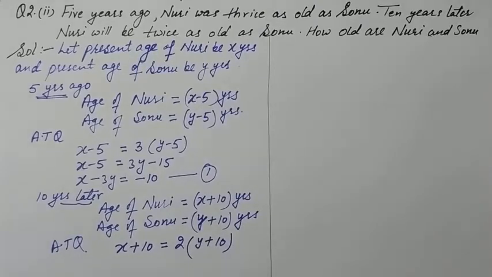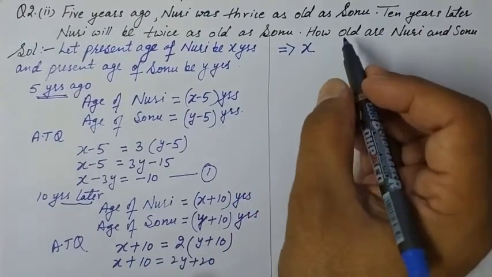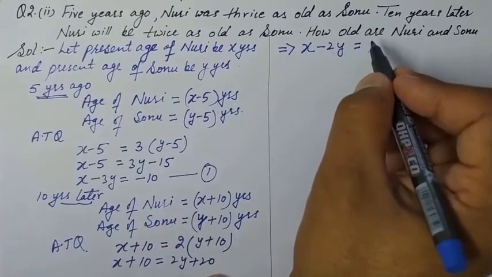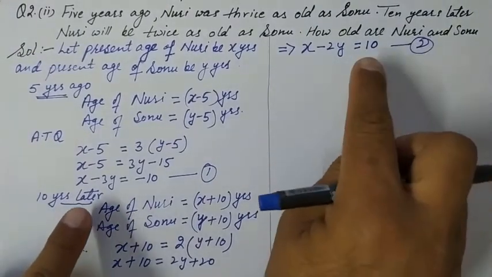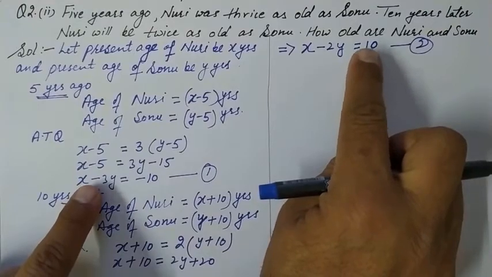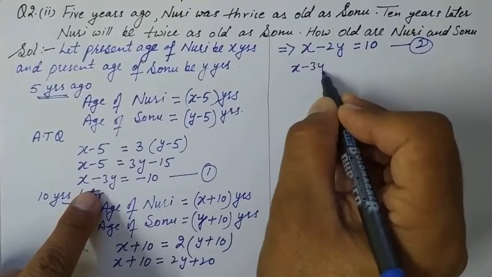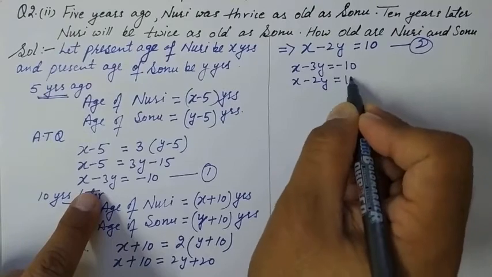Now this is our second equation. We'll solve this. So x plus 10 is equal to 2y plus 20. That implies, bringing the variable to the left hand side, x minus 2y is equal to 20 minus 10, which becomes plus 10. This is our second equation. Now we'll solve the first and second equations with the elimination method. So let's write these equations together: x minus 3y is equal to minus 10, and x minus 2y is equal to 10.